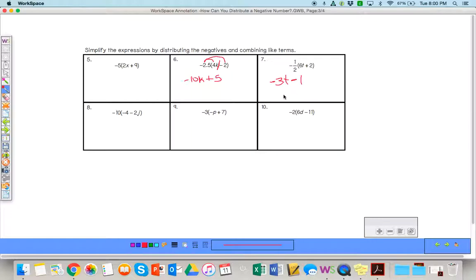All right, so pause the video and work out these 4 problems. Okay, so you should get negative 10x minus 45, 40 plus 20j, 3p minus 21, negative 12d plus 22.